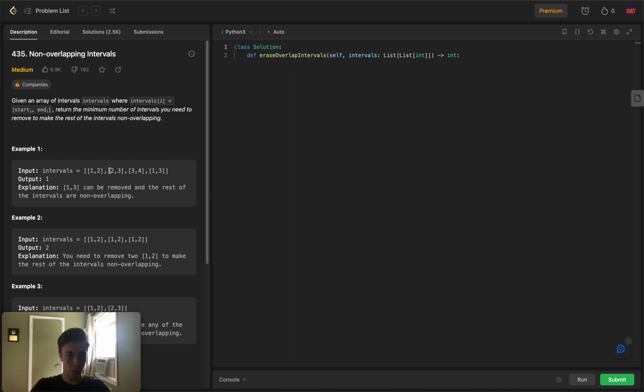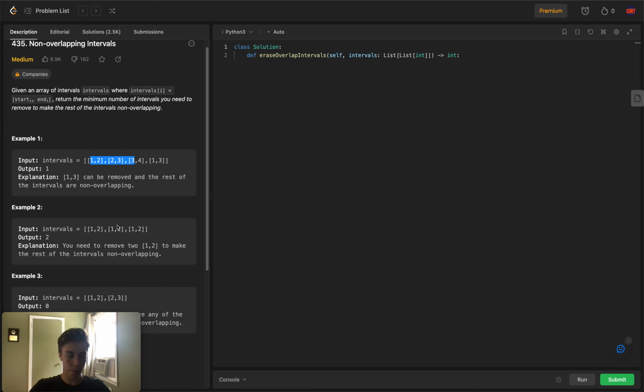1, 2, 2, 3, 3, 4, 1, 3. It's pretty clear that if we were to remove 1, 3, which is this one, we would have non-overlapping intervals 1, 2, 2, 3, 3, 4. And so the explanation is 1, 3 can be removed and the rest of the intervals would not be overlapping.